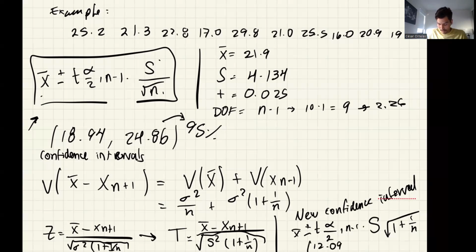Solving this, we have 12.09 and 31.71 at 95%, the same as the other example, the other way to do it. So we have this one and this one right here. As we said, in the second formula, the second way to do it, we have a bigger interval. So now we have numbers from 12 to 31. And in the other one, we have from 18 to 24.